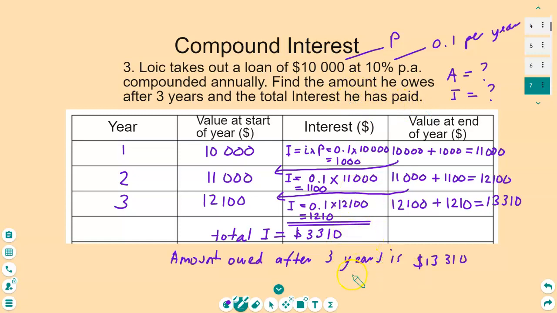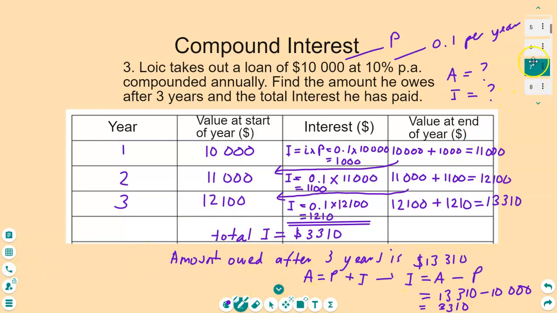And remember, there's another way to find interest. If you start with A equals P plus I, we can also rearrange that for I equals A, take P. Got your initial, you've got your amount, the amount that it amounts to, 13,310. Take, what was our P? 10,000. So it's good to know a few ways to do things so you can check your answer against each other. And again, the interest was the same that we calculated, 3,310. So that's nice.